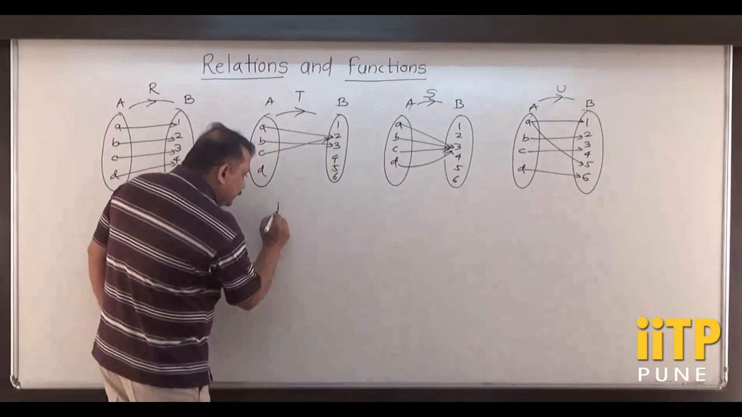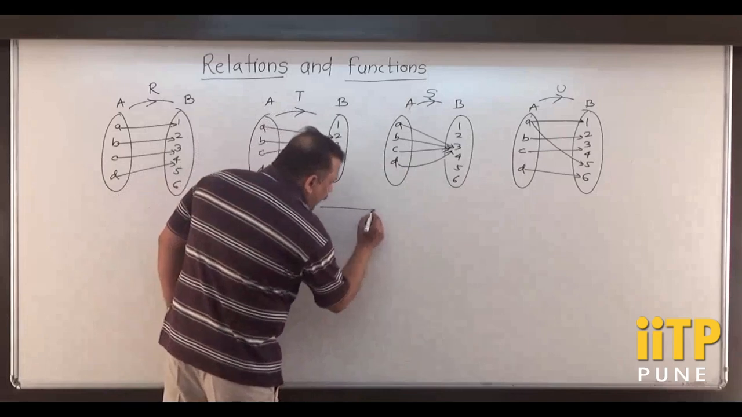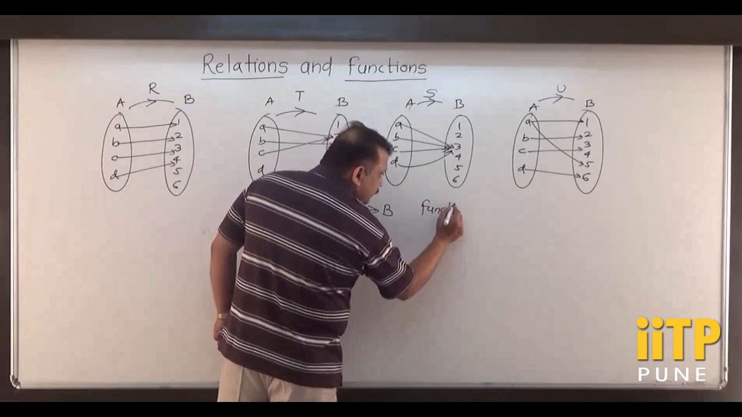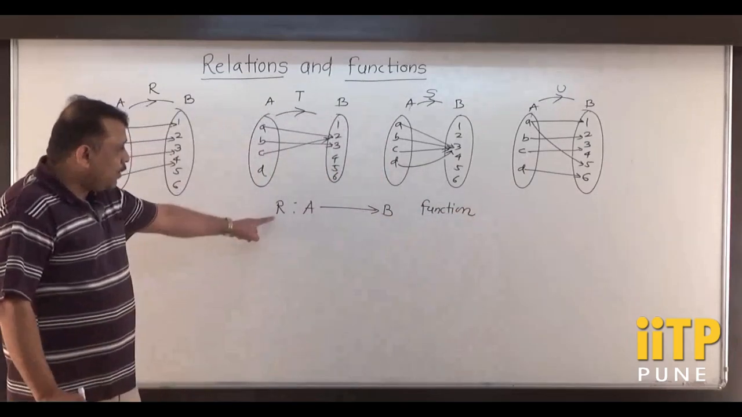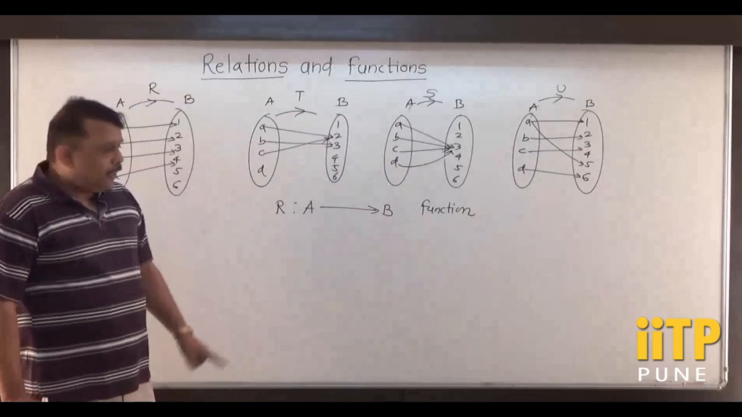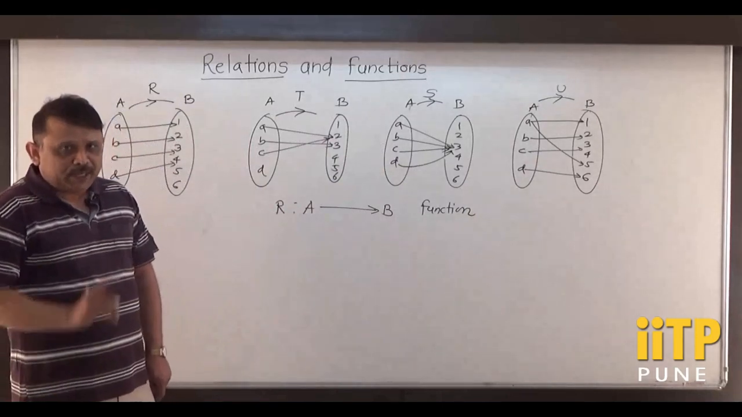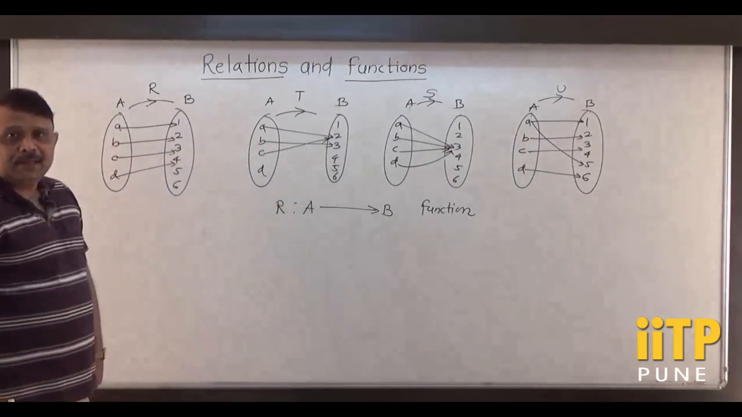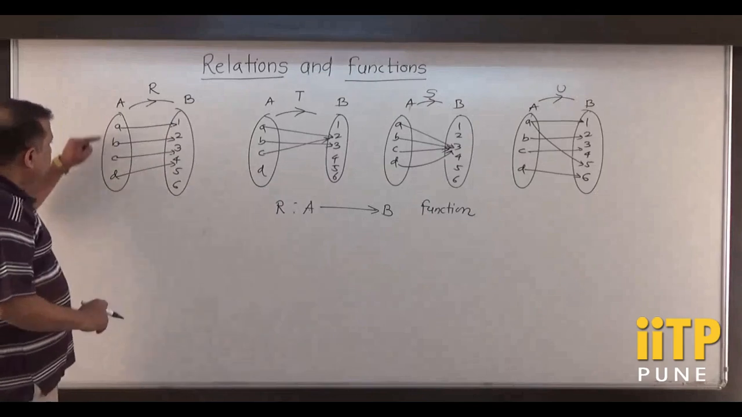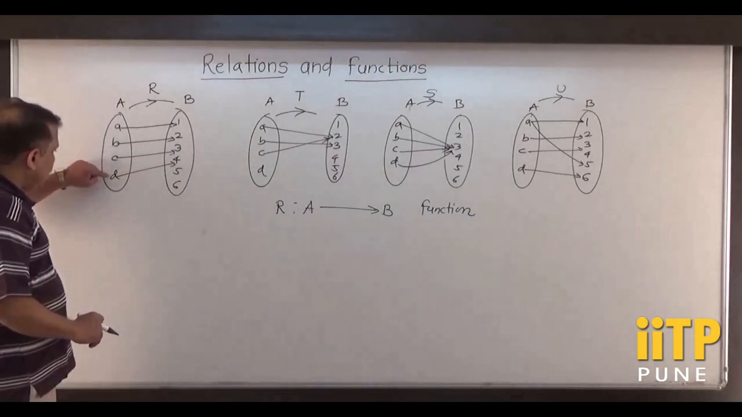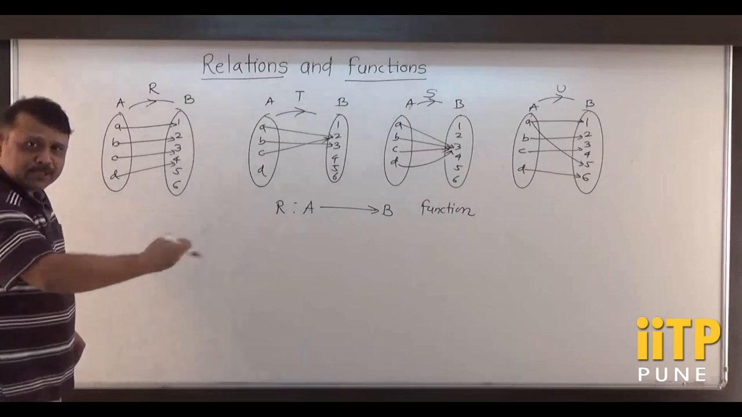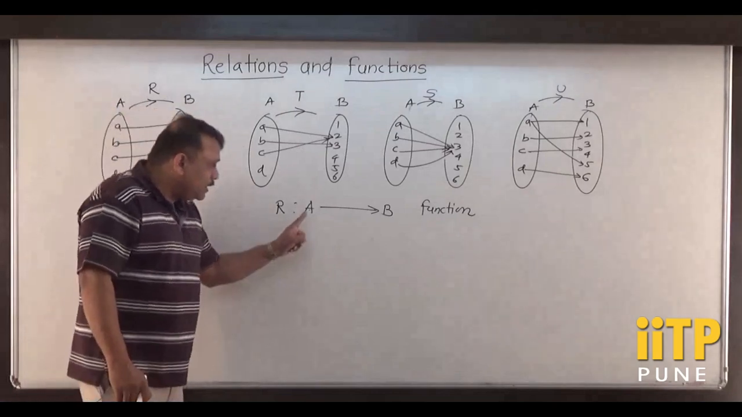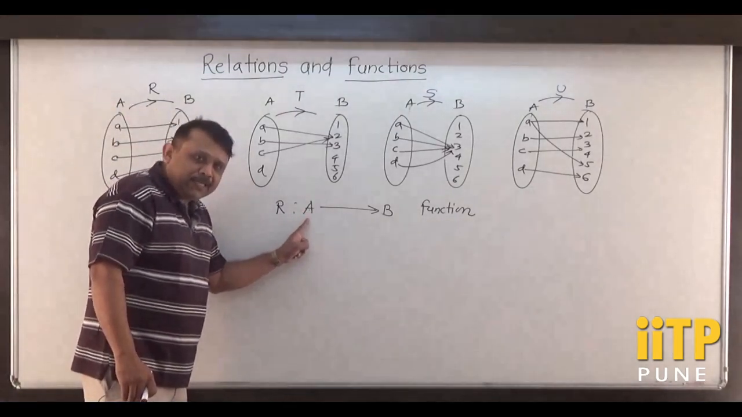A relation R from the set A to the set B is called a function if every member of capital A is related. Look into this example. Here A, B, C, D. From every member, an arrow has gone. So every member is related here. So the first condition is what? Every member of capital A is related.